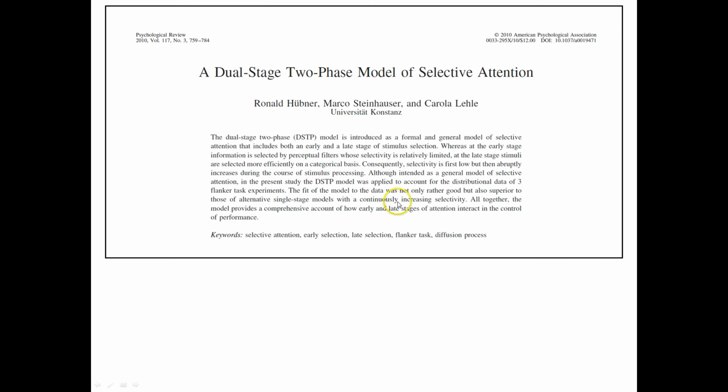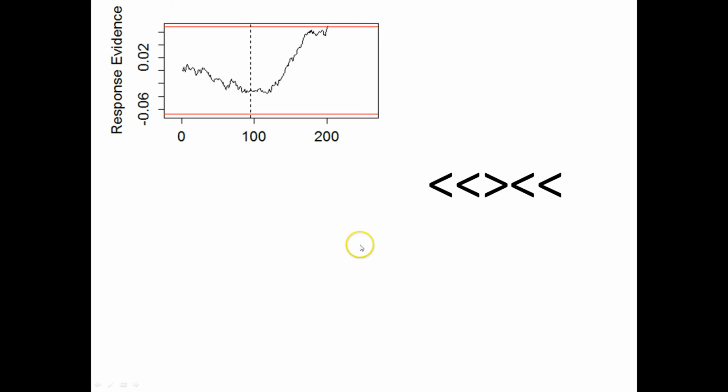So the first model that's implemented by flankr is the dual-stage two-phase model of selective attention published by Ronald Hubner and colleagues in Psychological Review 2010. Within this model, it's assumed that response selection is governed by a so-called diffusion process, represented by this black line here. This diffusion process represents the accrual of evidence towards one of two particular responses. So it's a model of two-choice response time, which is the case in a flanker task.